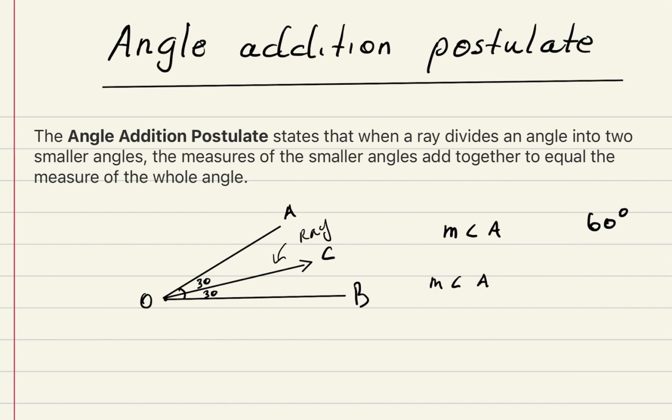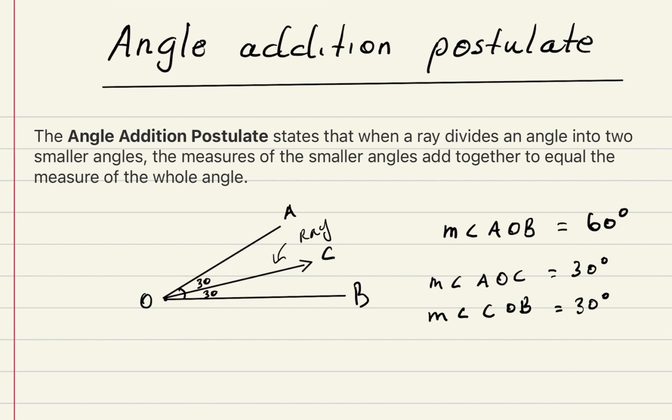So the big angle is actually AOB. That equals 60 degrees. And then the smaller ones is AOC, which is equal to 30 degrees, and measure of angle COB, 30 degrees.